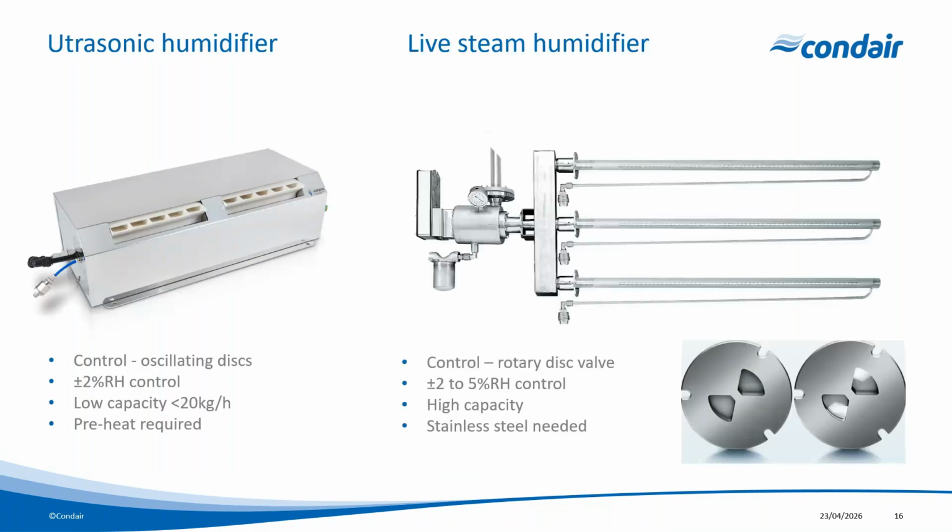Now, there are other types, and here are two other types of system. Firstly, there's an ultrasonic system. This system uses a series of oscillating discs that oscillate at a very high frequency, and that agitates the surface tension of the water to produce a mist. They're low capacity, really below 20 kilograms an hour. And again, it's an adiabatic system, so you need to consider preheat, because we're going to be sucking heat out of the air to change the state of the liquid.